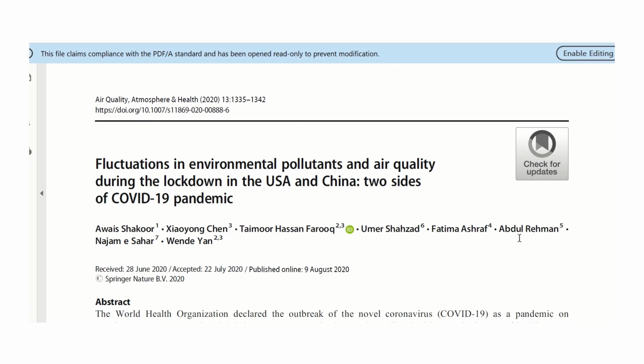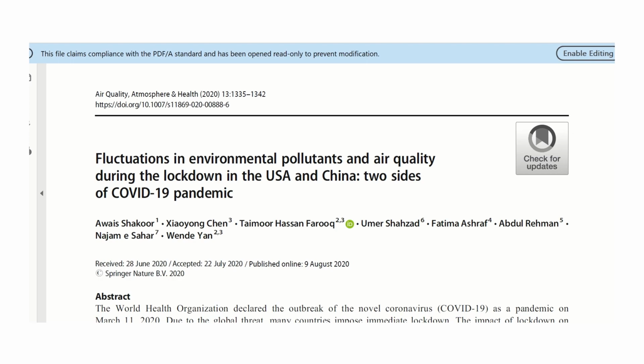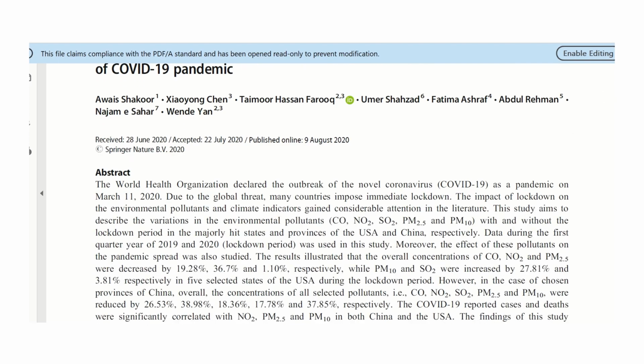This one, if you look at the title, it's about COVID-19 lockdown. They're comparing the United States and China, and they're seeing if the air quality has changed. So we have an idea what it is about. What's the question they're asking?